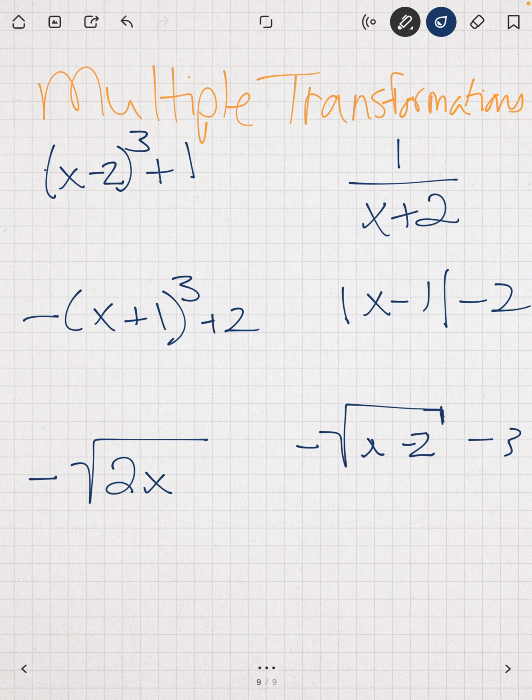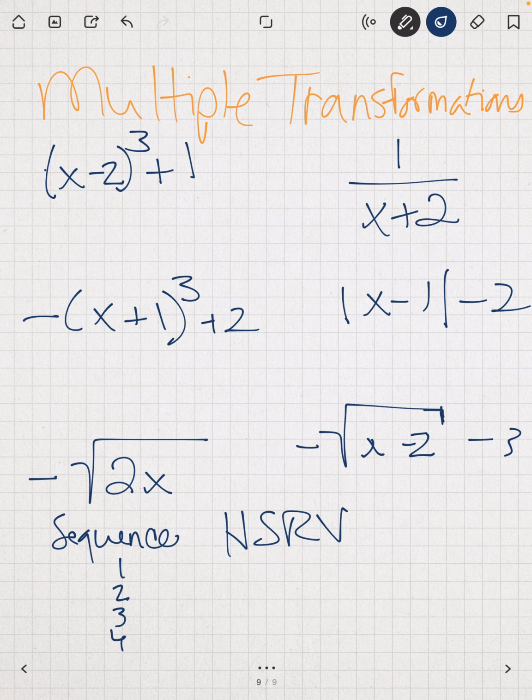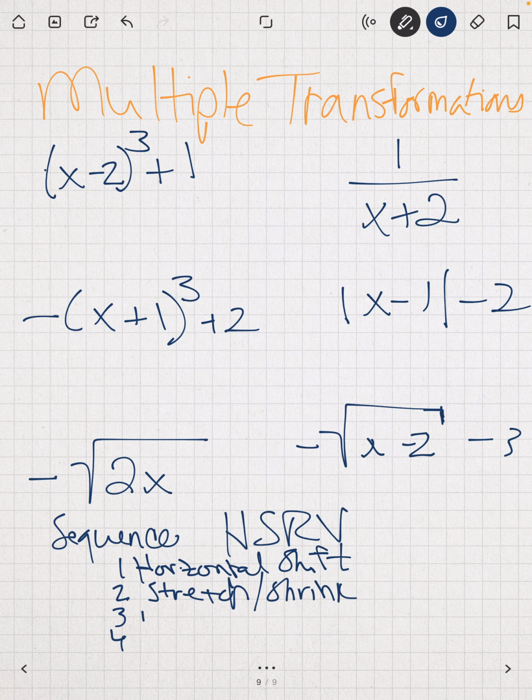And remember, our sequence to help students remember is 1, 2, 3, 4. We do a horizontal shift. We have stretch or shrink, a reflect, and we have a vertical shift.